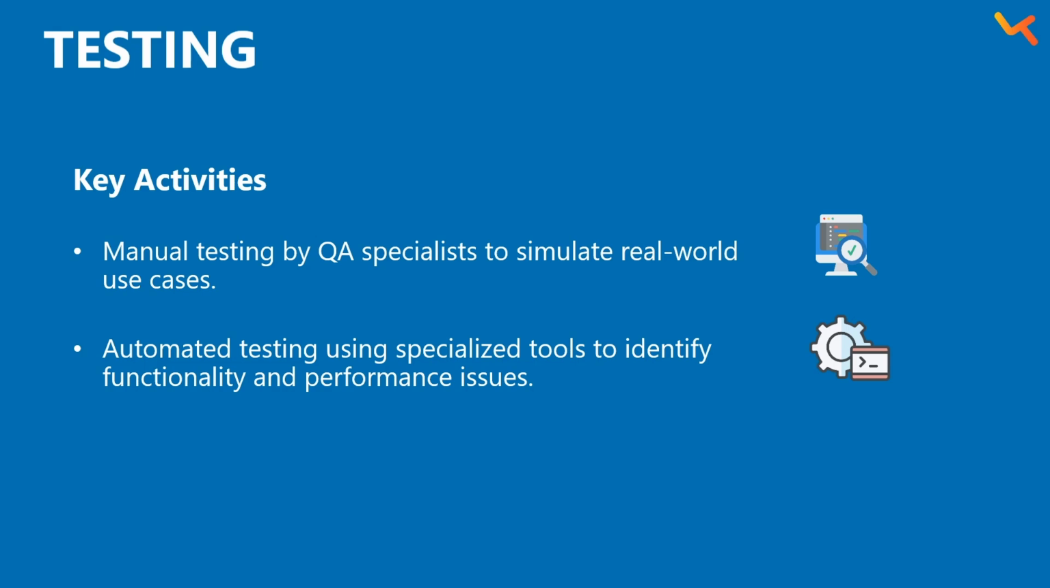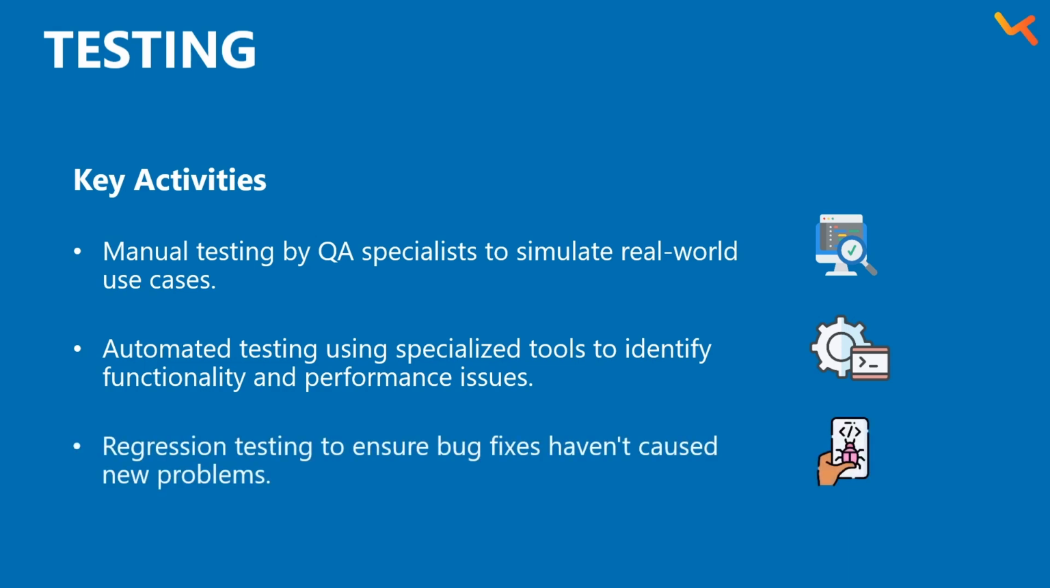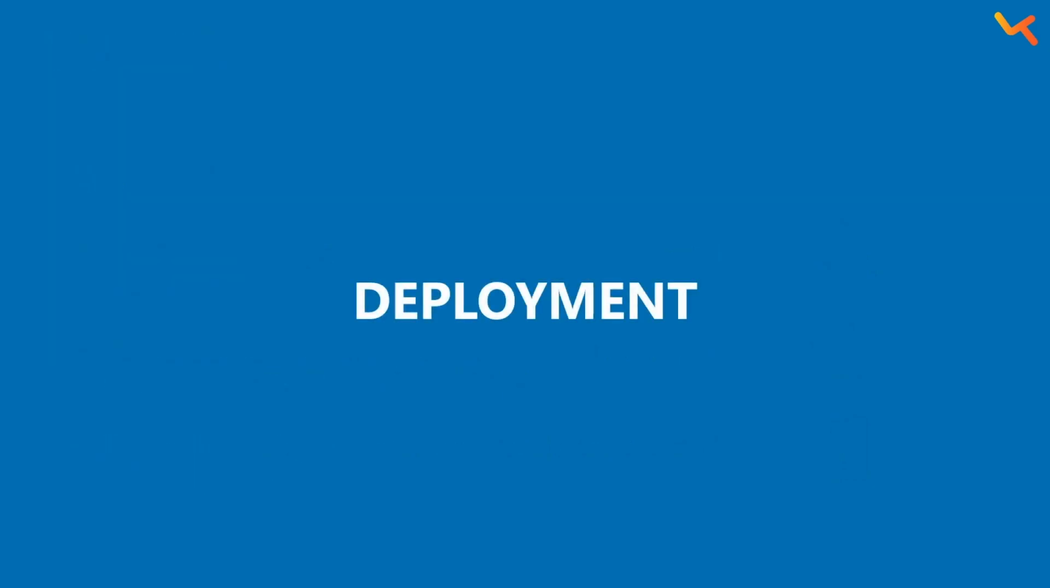Once the bugs are identified and reported to the developers, they fix the bugs. Once the bugs are fixed and reported back to the testing team, they do regression testing to ensure those bug fixes haven't caused any new problems to the software. Once the testing team gives the green light, the sixth phase is the deployment phase.